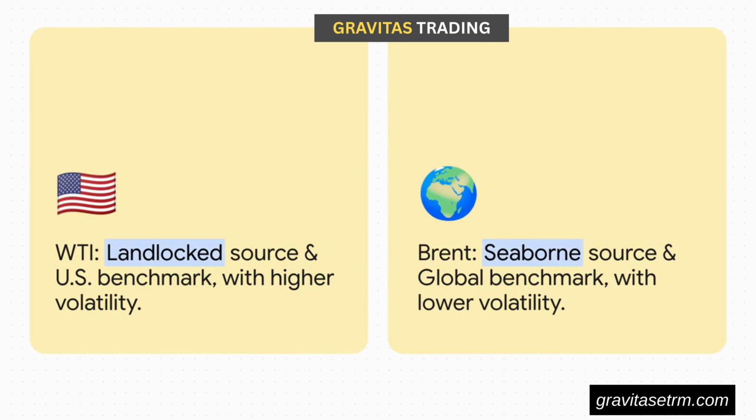Now, this is where it gets really interesting, because this slide boils it all down. WTI comes from sources deep inside the US, landlocked. That makes it a domestic benchmark. Brent, on the other hand, comes from the North Sea. It's seaborne, which means you can easily load it onto a tanker and ship it anywhere. That's why it's the global benchmark. This one geographical difference, it's the key to absolutely everything.